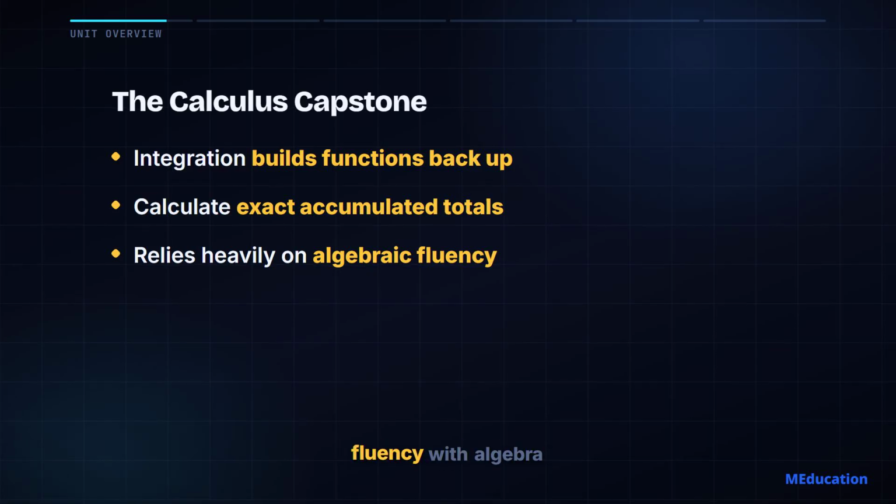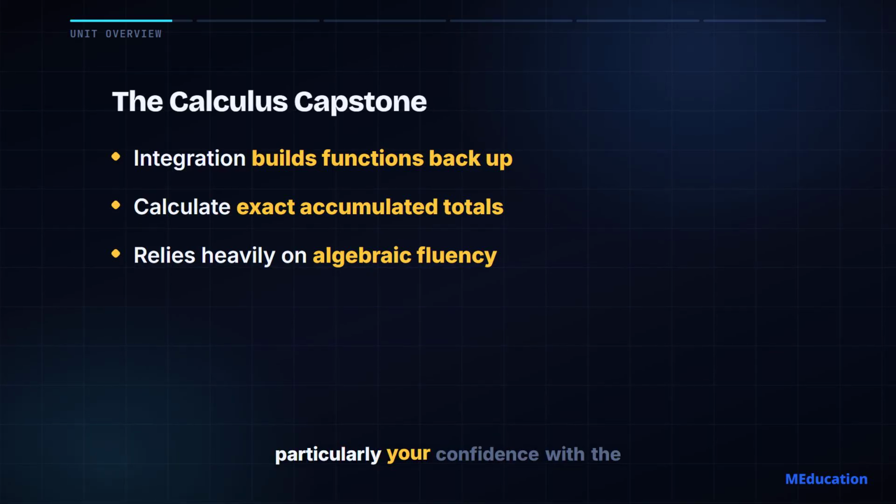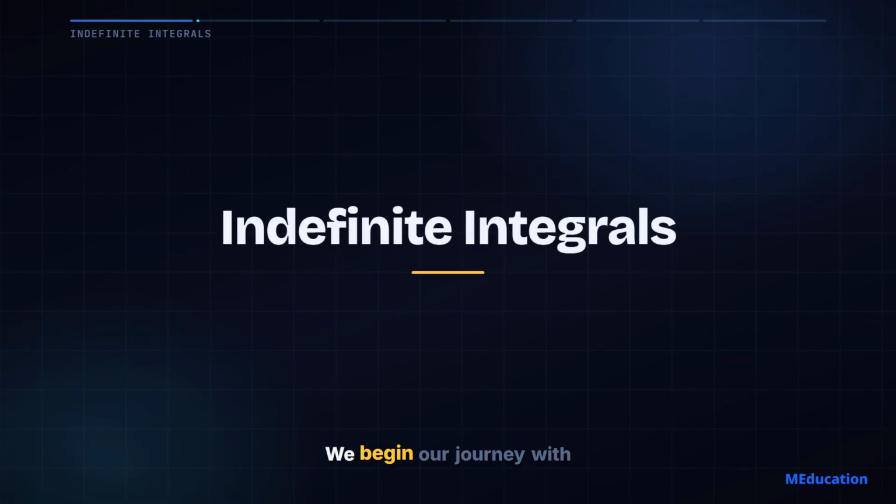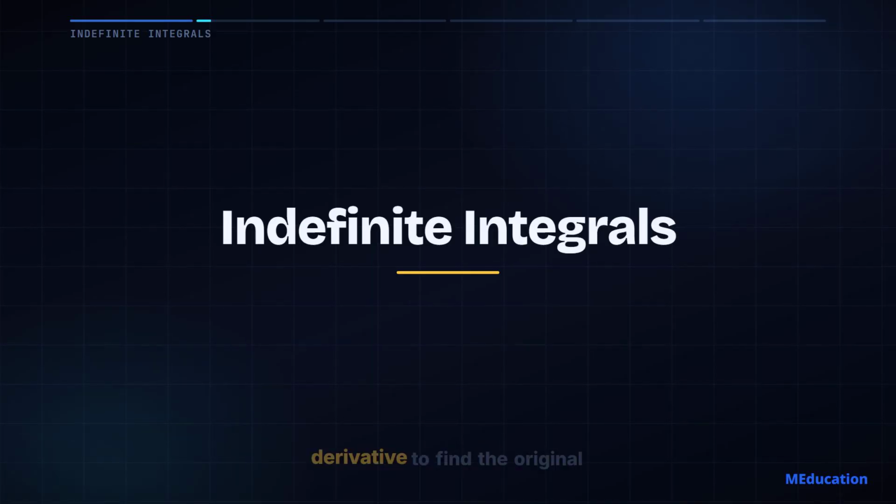It relies heavily on your fluency with algebra, particularly your confidence with the laws of indices, and unlocks some of the highest tariff marks in Paper 1. We begin our journey with the abstract theory. How do we undo a derivative to find the original function?